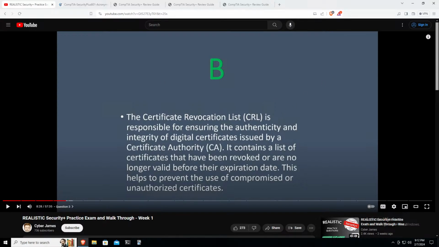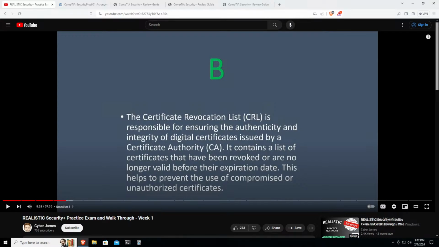Is responsible for ensuring the authenticity and integrity of digital certificates issued by a CA. It contains a list of certificates that have been revoked or are no longer valid because of their expiration.